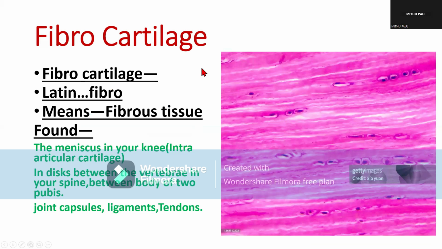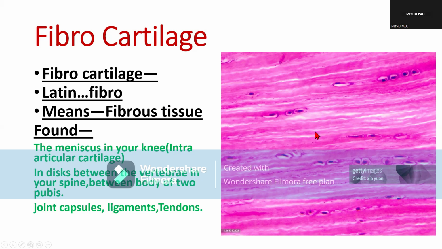Seeing the fibrocartilage, as the name says, there is a huge amount of fiber in it. The Latin word fibro means fibrous tissue. They are found in the meniscus of your knee, which is intra-articular cartilage. Clear these two terms, articular cartilage and intra-articular cartilage. I'm just coming to explain. They are present between two vertebrae, forming the intervertebral disc. They are also present in the joint capsule, ligaments, and tendons.